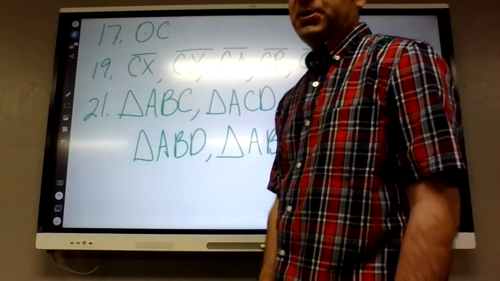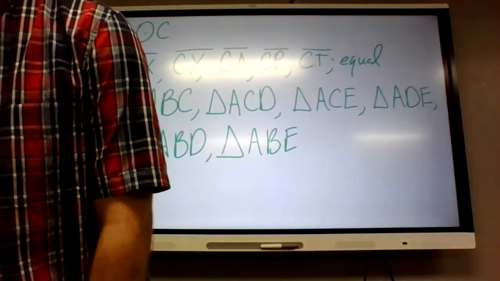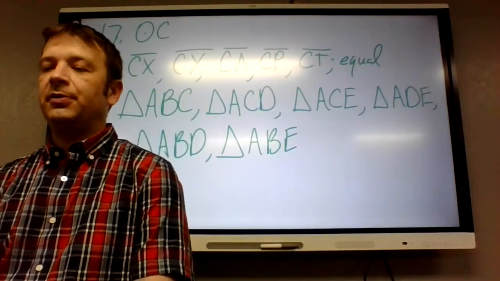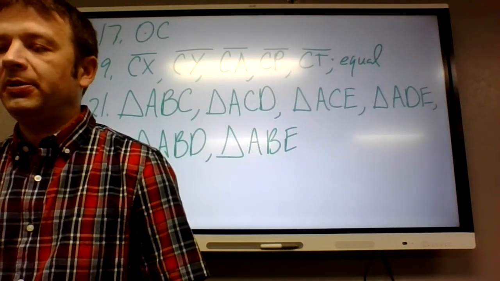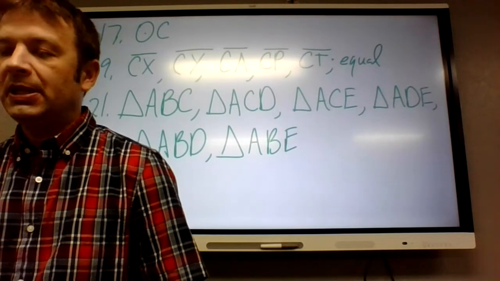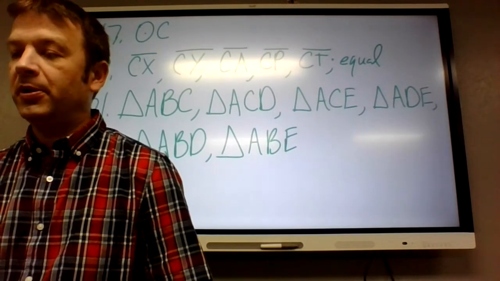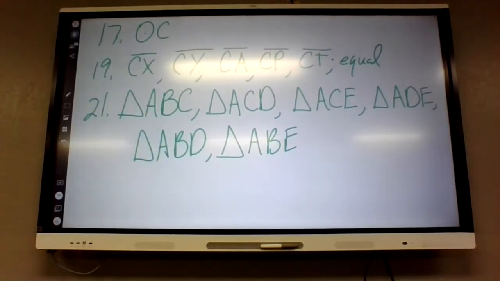Okay, 22 is quite the challenge, and I'm not going to do it with you. It says name all the angles in that picture, except for the straight angles. There are a lot. I told the other class, if you get all of them, I'll give you a bonus point. If you're one or two short, I'll give you normal credit, so it's not really a bonus question. You do need to do it. When there's a little number in the corner, you can just call it by the number.